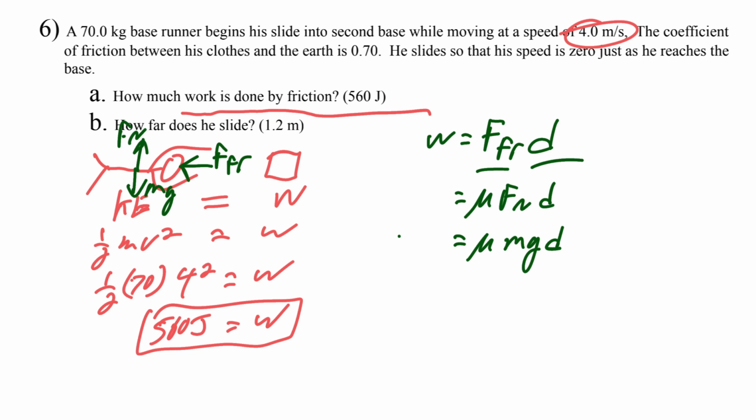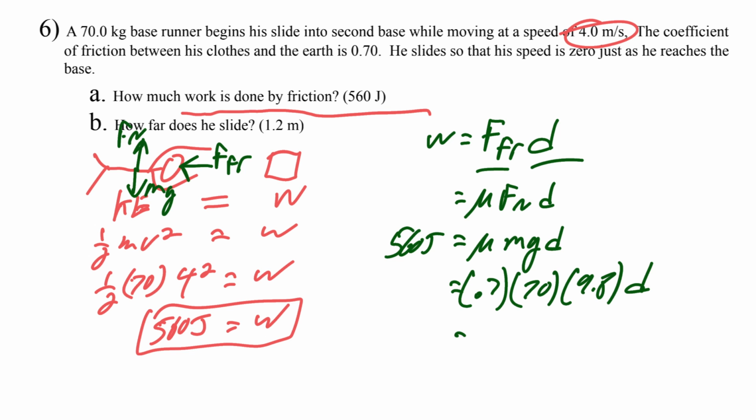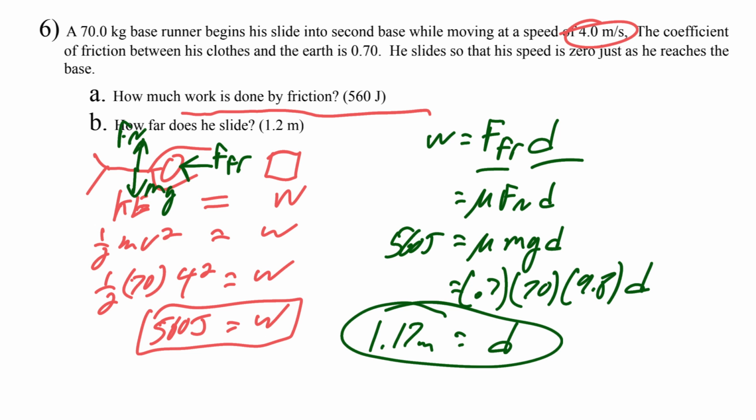So the work was 560. Mu was given. This was the coefficient, basically how rough the surface is. The mass of the runner was 70, and little g is little g. Solve for the distance, and I'm getting 1.17 meters. Alright, let's move on to the next one.